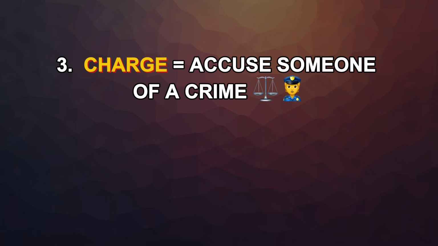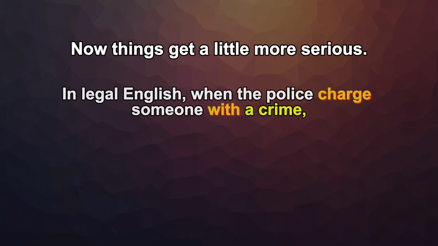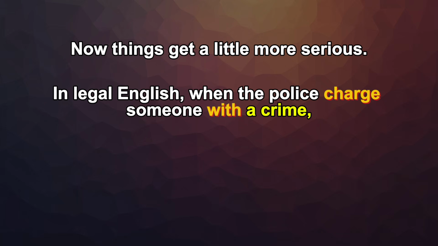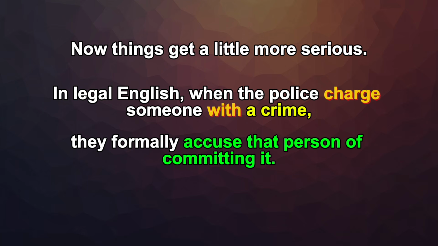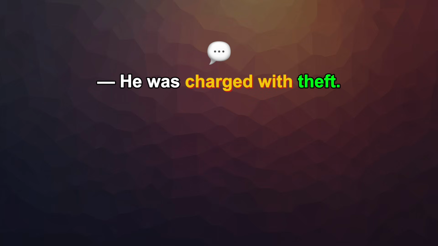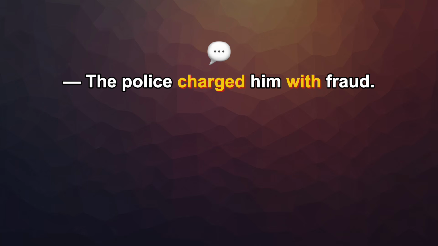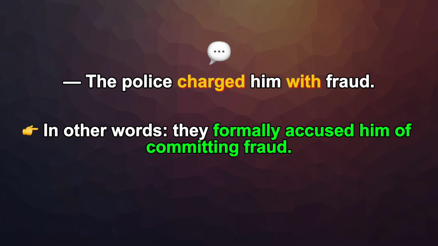Charge equals accuse someone of a crime. Now, things get a little more serious. In legal English, when the police charge someone with a crime, they formally accuse that person of committing it. He was charged with theft. Here, charged with means formally accused of theft. The police charged him with fraud. In other words, they formally accused him of committing fraud.